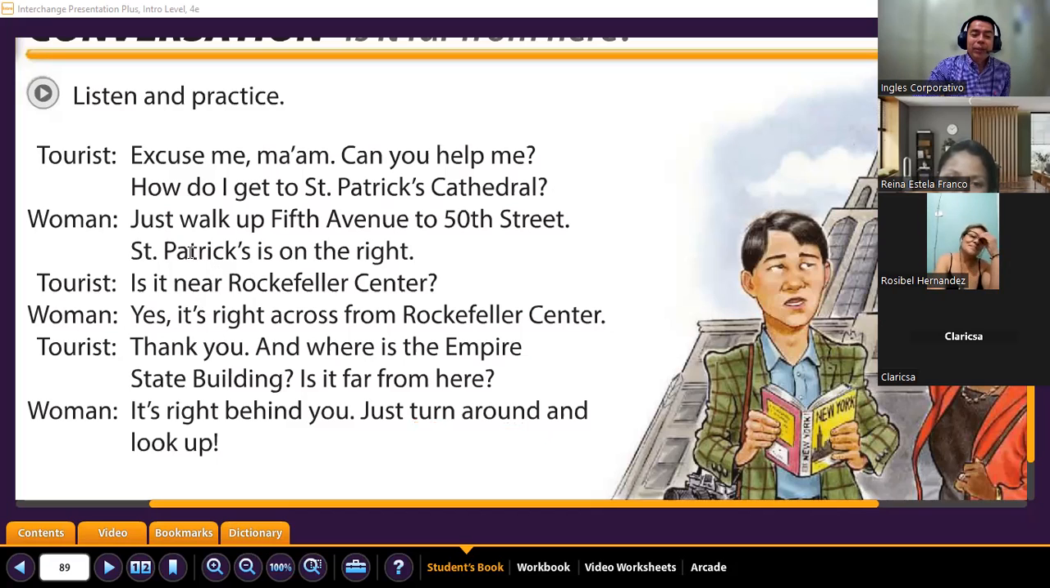Okay, but let's continue, this ST means saint, right? Repeat after me, please. Saint Patrick's is on the right. Is it near Rockefeller Center? Yes. It's right across from Rockefeller Center.